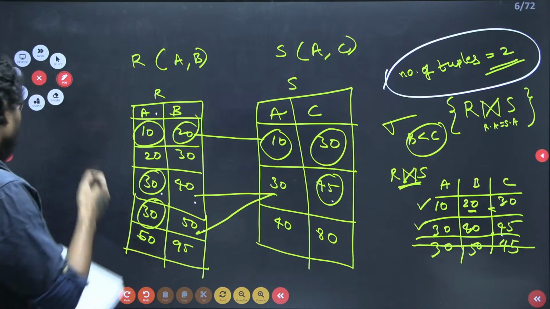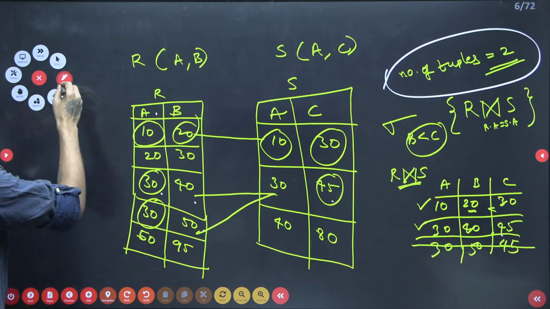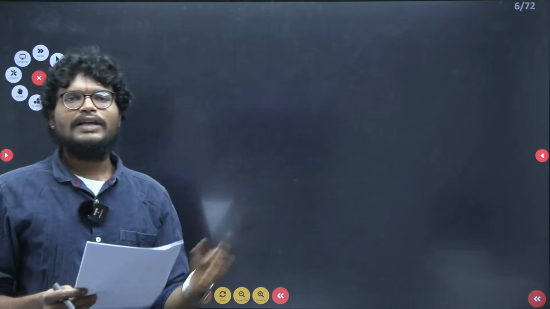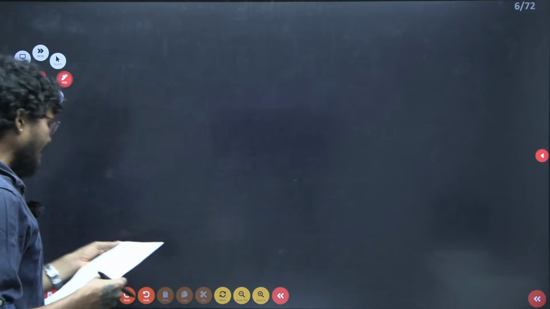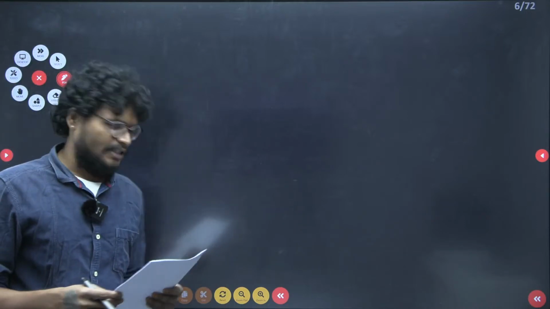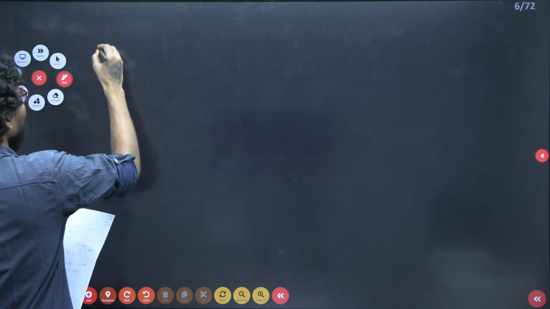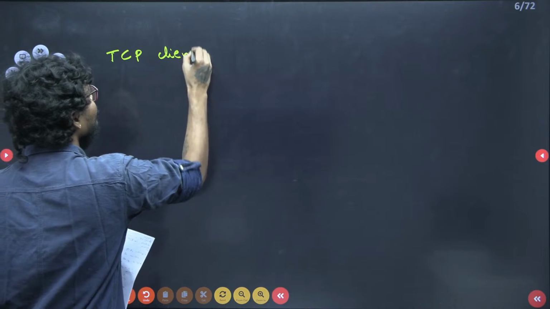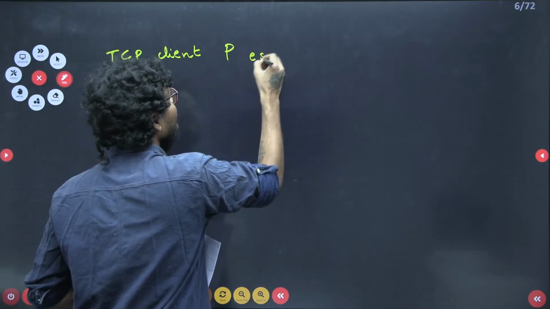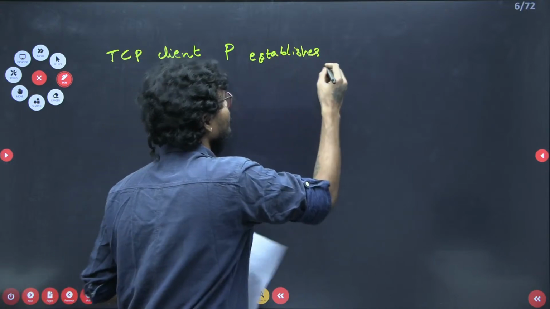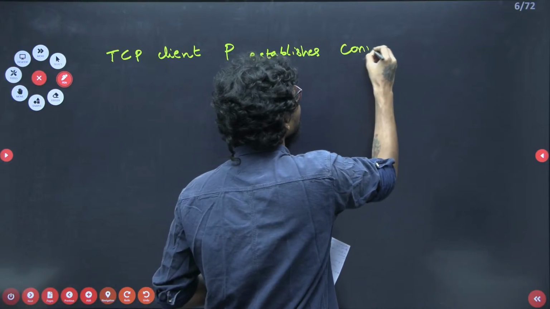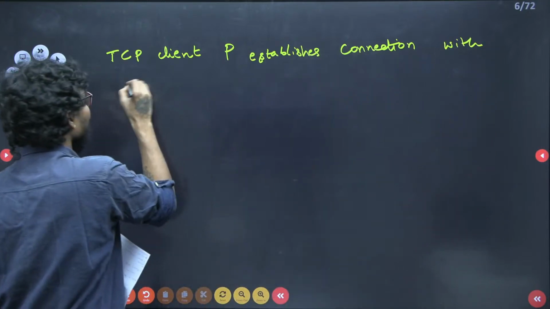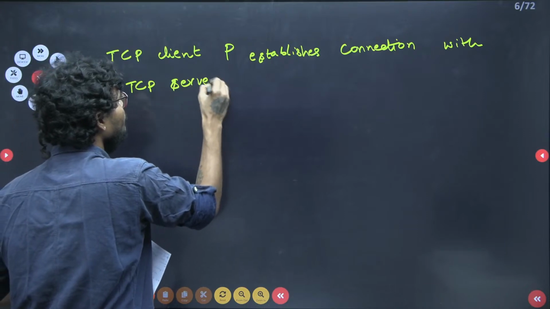We then have a question from computer networks. Let us solve this question. It is asked from TCP connection establishment, 3-way handshaking. So the question is like this. A TCP client P is establishing a connection with the TCP server Q.